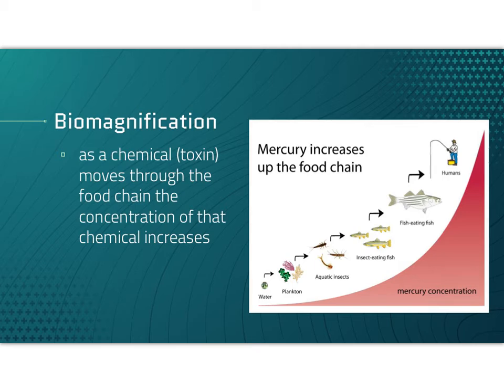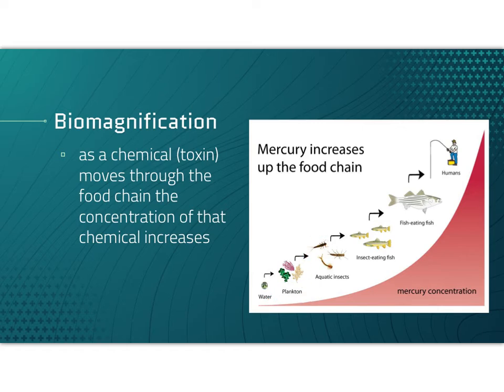Biomagnification is when a chemical moves through the food chain, the concentration of that chemical increases. So for instance, DDT can be magnified through the food chain. So can mercury. So if we have mercury in the water, the plankton living in the water get a little bit of mercury in their body. Aquatic insects eat the plankton, so they take on a little bit of mercury. And because it's persistent, it doesn't leave their systems.